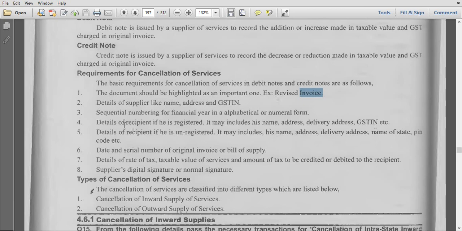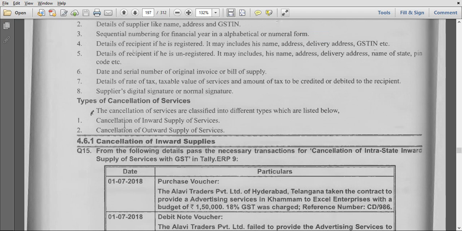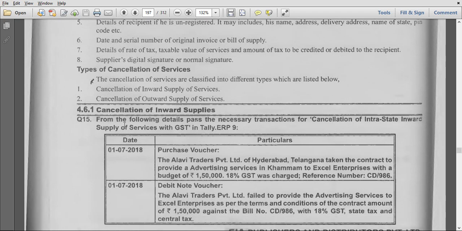And we have two types of cancellations, either inward supply cancellation or outward supply cancellation. That is nothing but the services are given by us or services are taken from others. So either we can cancel or they can cancel. So these are the two cases. Now first we will see inward supplies.